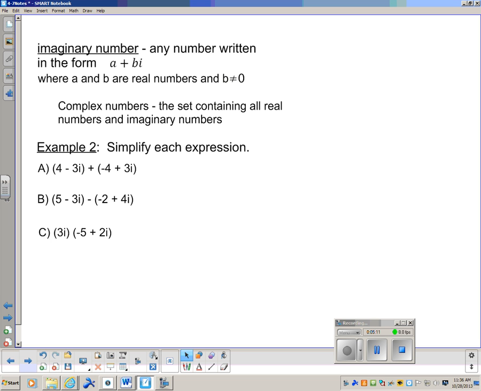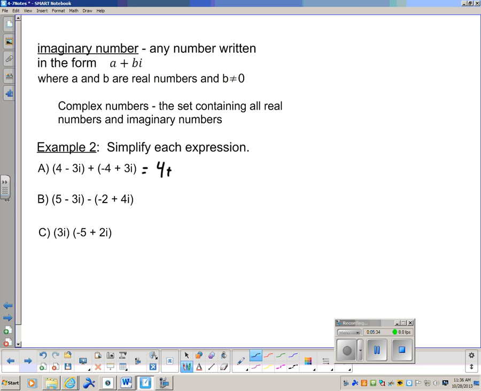So now in this next section, we're starting to think about, oh, we can add i's together, we can subtract i's, and we can multiply i's. So those are the ones we're going to be looking at today. So looking at letter A here, it says 4 plus 3i plus negative 4 plus 3i. So the only thing with addition here is you just got to go ahead and combine your like terms.